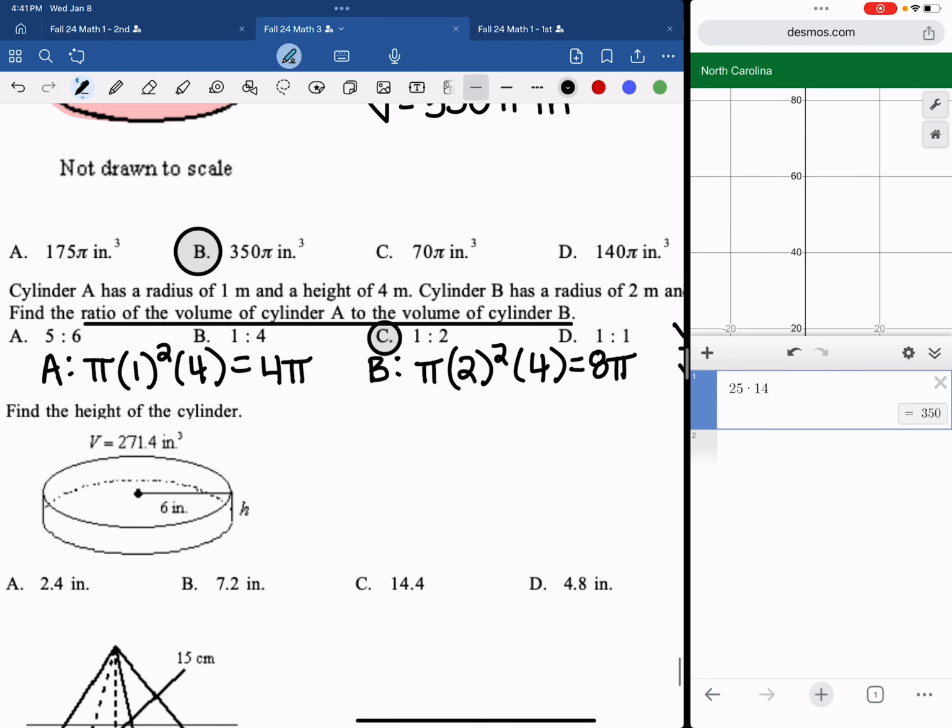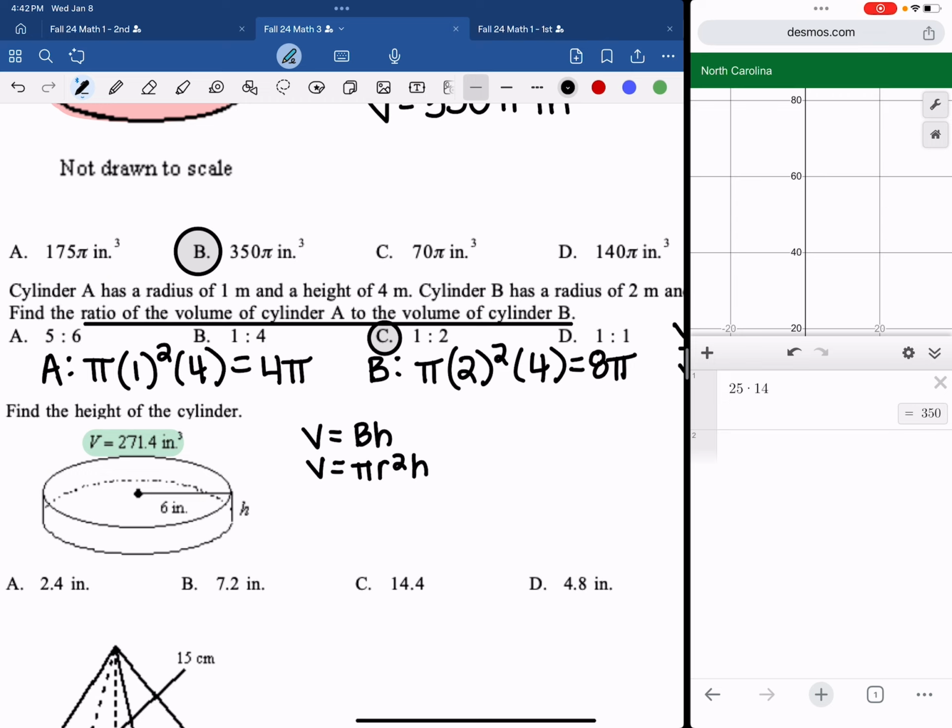All right, number 9 says find the height of the cylinder. So again, they give us the volume. That's super important that they're going to give us the volume and they give us the radius. They want us to find the height of the cylinder. So our formula is big B times H, which is going to be pi r squared times the height. We're looking for the height.